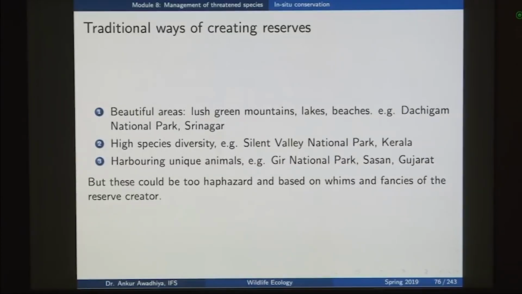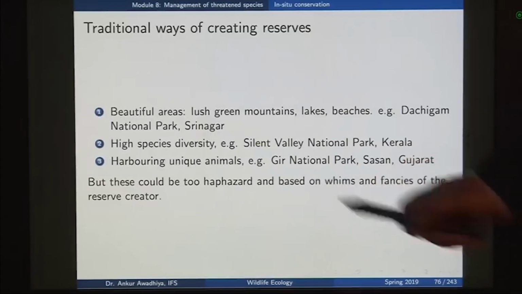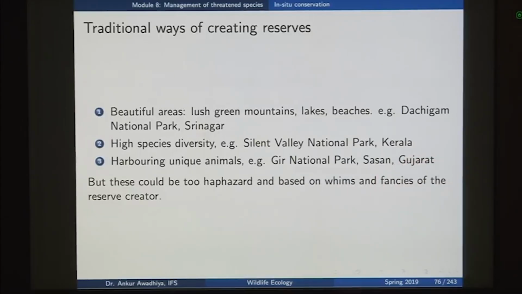But these could become very haphazard and based on the whims and fancies of the reserve creator. For instance, if I am not interested in lions and I had to set up this reserve, I could even say that lions are not important for us, let us create a reserve for gharials. Gharials are also an important species, lions are also an important species, but I can make a decision that we should have a reserve where we have gharials and not lions, and somebody else may say that we should have a reserve where we have lions and not gharials.